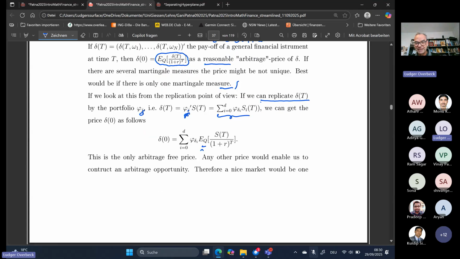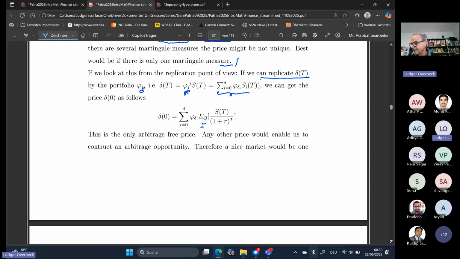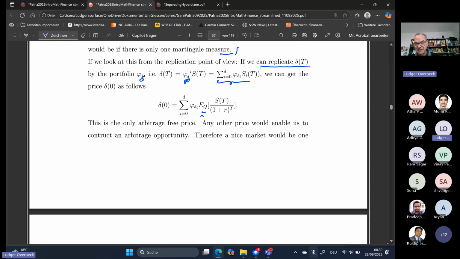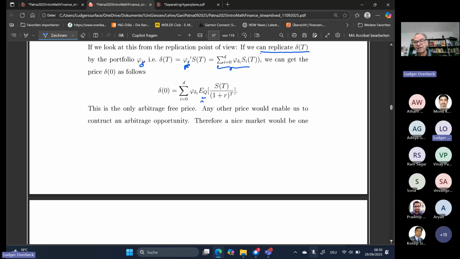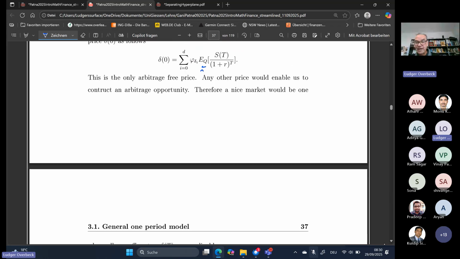Of course, here you ask the same question, there might be several phis. But by arbitrage freeness, it must have the same value. Even if you have different phis, replicating delta, different portfolios replicating your contingent claim, by arbitrage freeness the price must be the same. Sometimes arbitrage freeness is also called the law of one price. That's even more, let's say, economic.